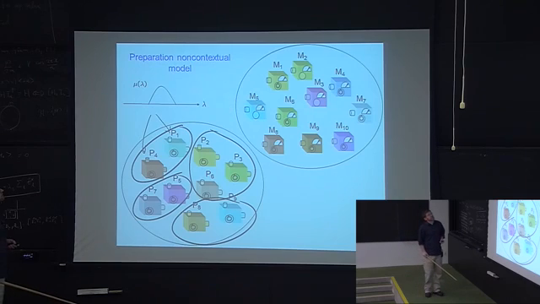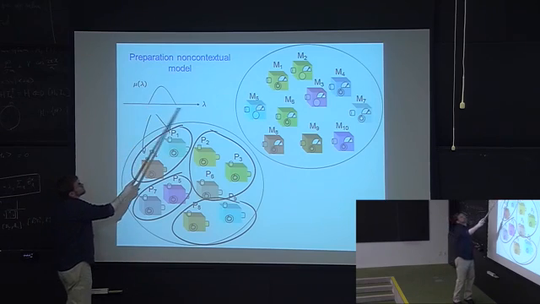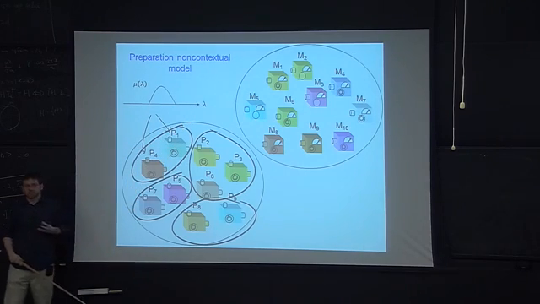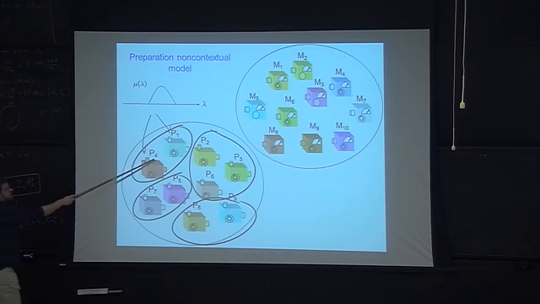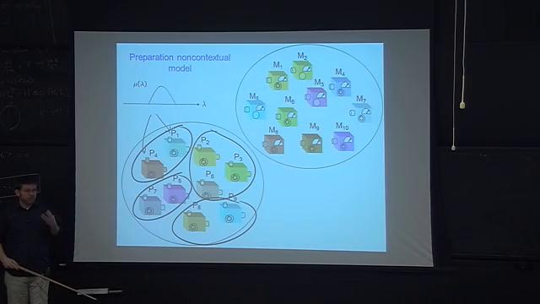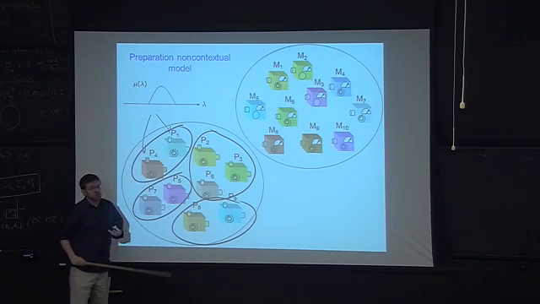So in this language, a preparation non-contextual model is one that assigns exactly the same distribution over the ontic states for all the preparations in a given equivalence class. So it says, look, where I was in this equivalence class doesn't make any difference to the statistics of future measurements. So I should assume, one natural way to explain that is because they're preparing exactly the same distribution over the ontic states.